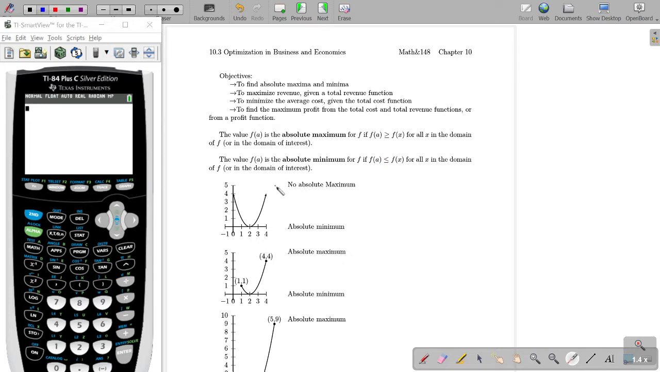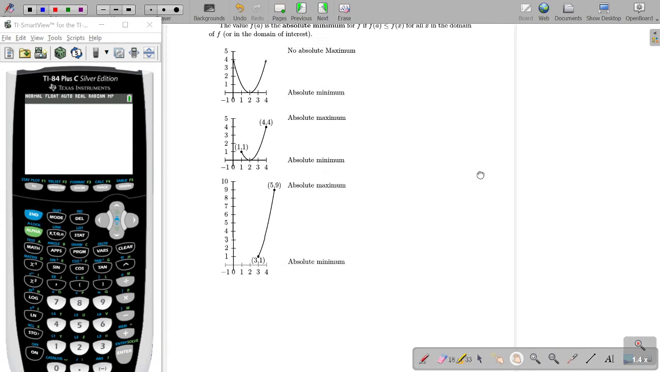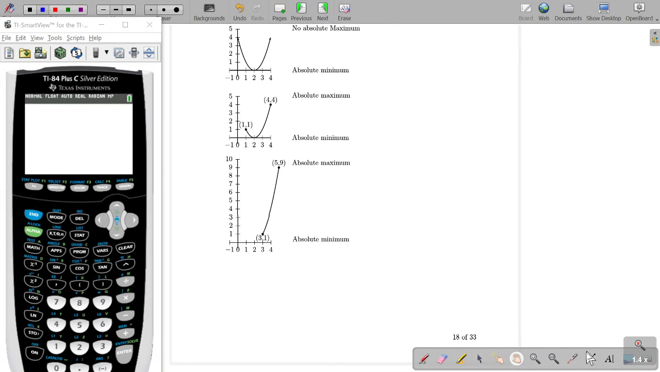So notice for this one here, it's a quadratic, it has no absolute maximum, but it does have an absolute minimum right there. For this one, since it's part of a quadratic, it has an absolute maximum here, and the absolute minimum is right here. The 1, 1 is not. The absolute minimum is right there. And for this next one, here's the absolute maximum, here's the absolute minimum for that function.